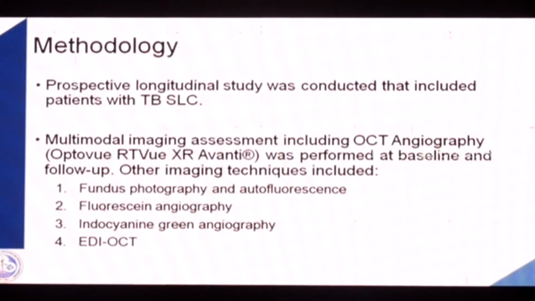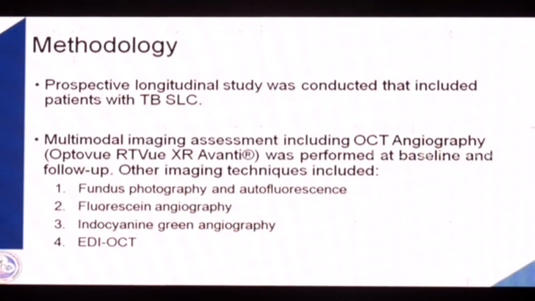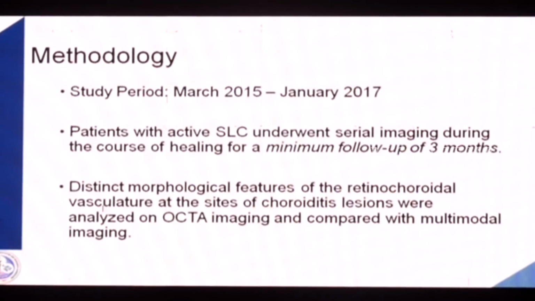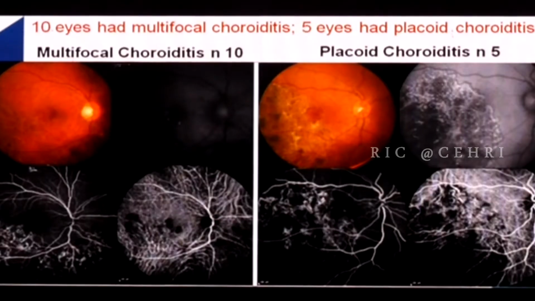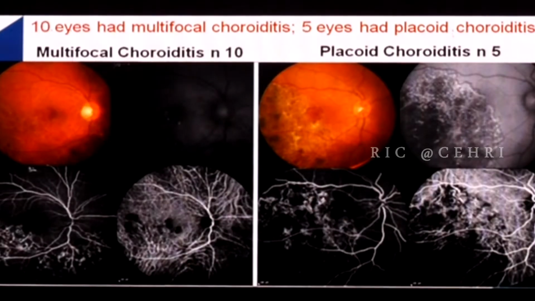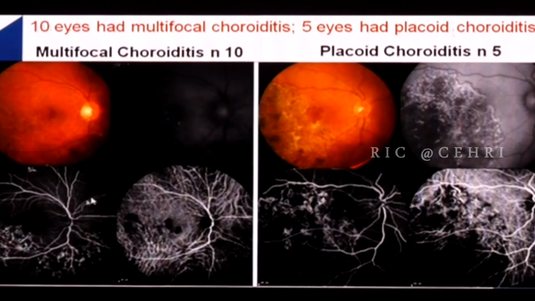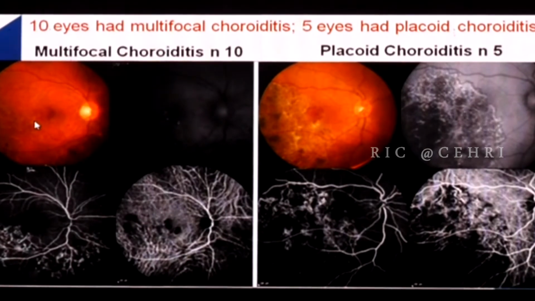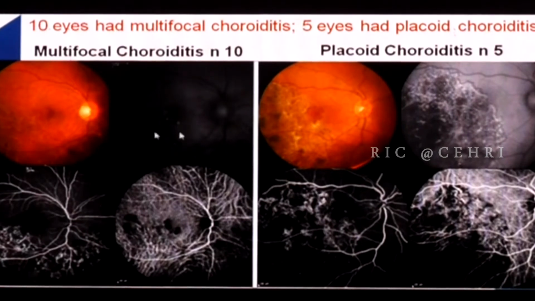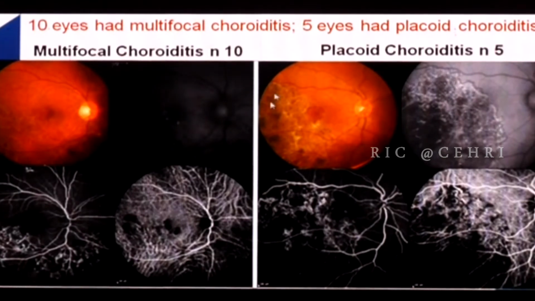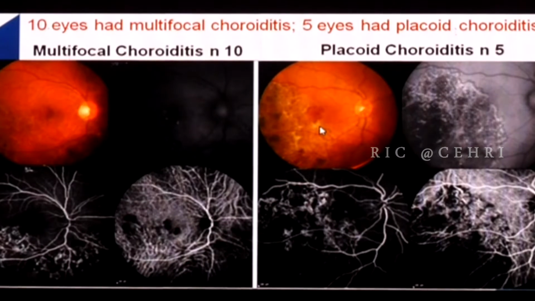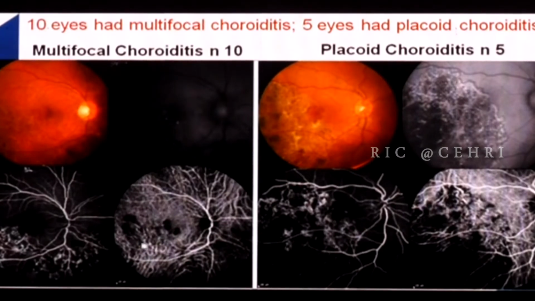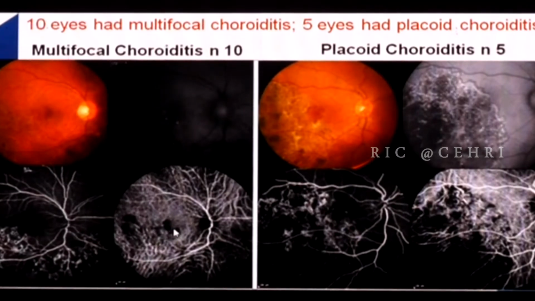So we did a prospective longitudinal study which included patients with TB serpiginous-like choroiditis, and we used multimodal imaging. I'm going to show you some of the highlights of that study, which is already published in Retina. We had 10 patients that had the multifocal variety of choroiditis and 5 patients that had this placoid kind of choroiditis. Now, let's look at the ICG.